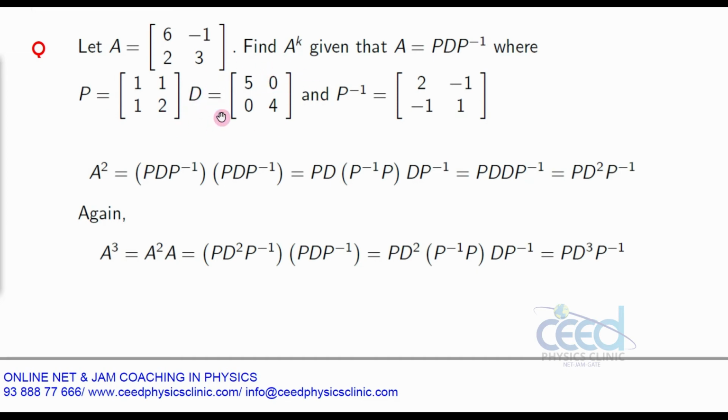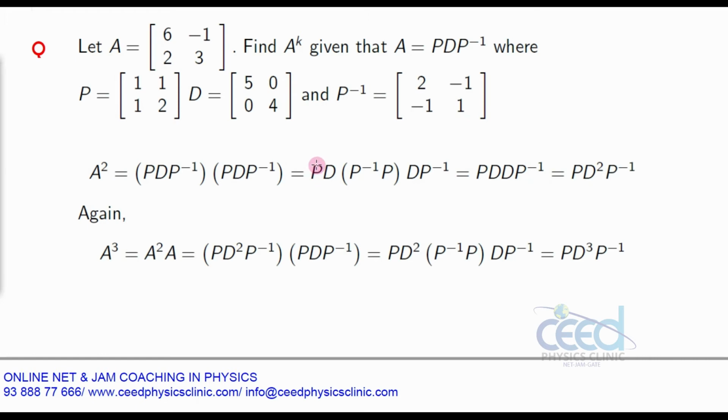D is the diagonalizing matrix. That is very important. The diagonalizing matrix is already given, and P inverse is also given. Now what is A square? Suppose you want to find A square and A cube. So what is the result of PDP inverse into PDP inverse?